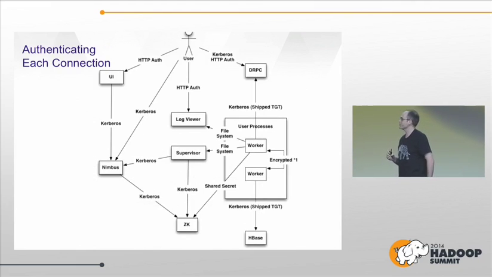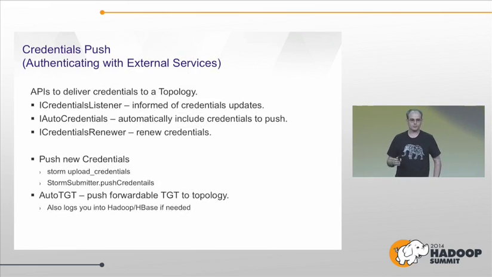So going back to the original picture that we had before, you can see how those different pieces fit in. You see the end user talking to the UI or through to DRPC through the HTTP auth. You can see the supervisors are talking to Nimbus and authenticating through Kerberos. And you can start to see how all these different pieces fit together. So that's one piece of security. So there's authentication, and then there's authorization typically. And we'll get more to the authorization in a little bit.